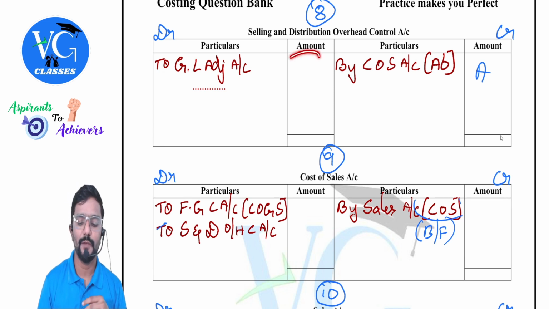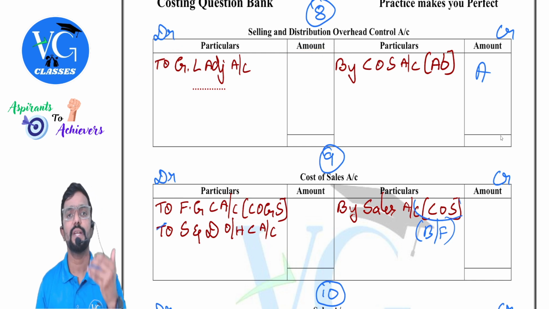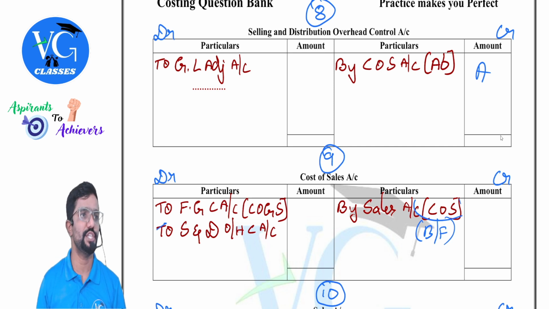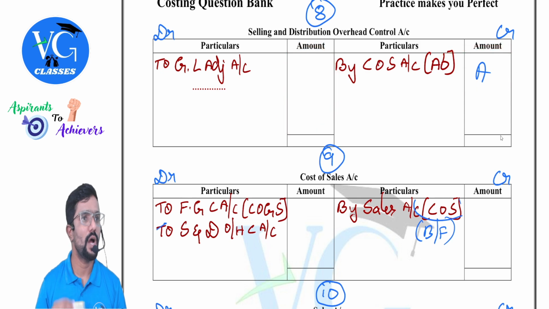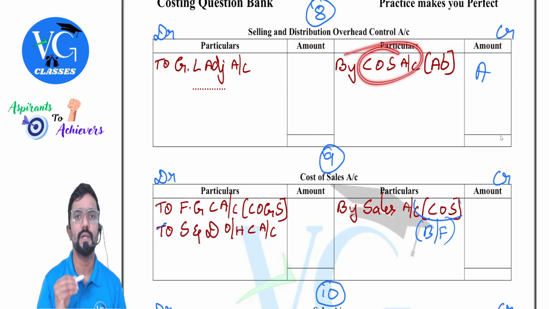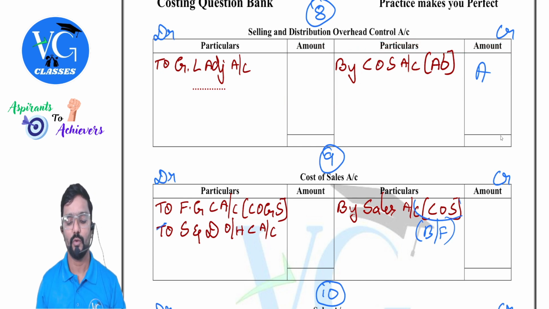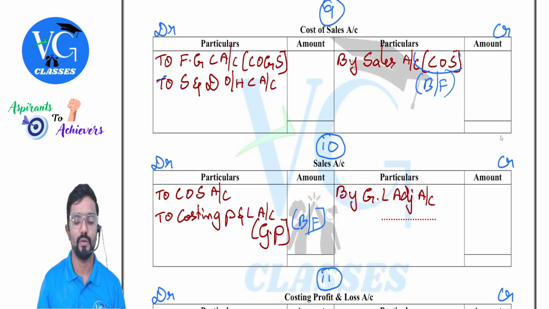And if they have incurred any selling and distribution overhead, what is the entry, guys? Selling and distribution overhead control to general ledger adjustment account. Then once you have incurred, it is on the debit side. Now absorbed. So selling and distribution overhead absorbed, we should go to which account, sir? Cost of sales. Now cost of sales will receive two things. One is cost of goods sold, which they receive from where? Finished goods control. Plus selling and distribution overhead absorbed.